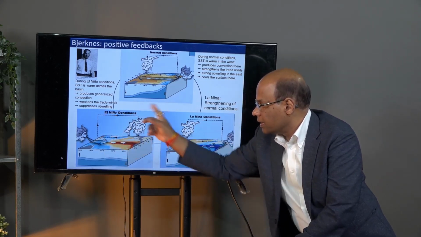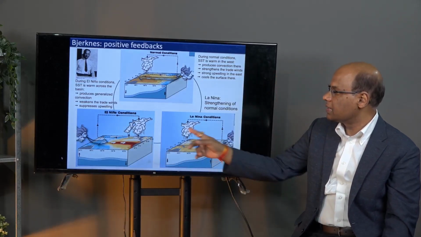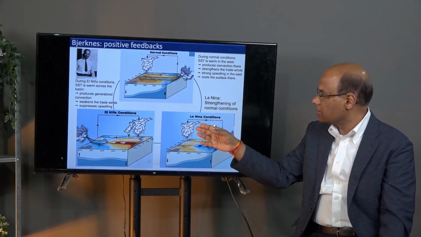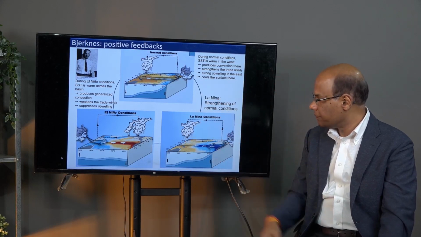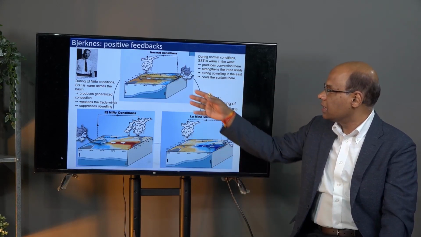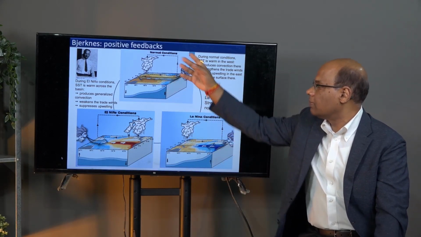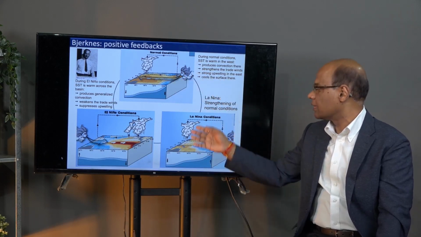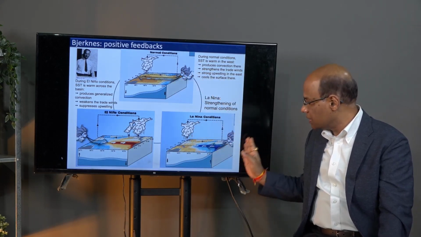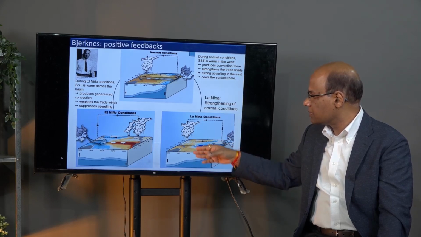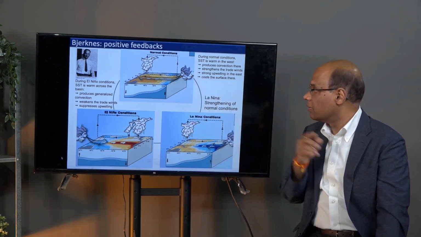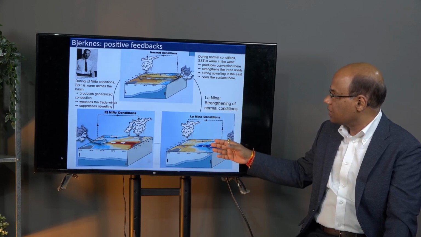And that completes the cycle of how the SST gradient, the surface wind, and the Walker circulation will maintain the El Nino conditions. La Nina is a stronger version of the normal condition, when the winds are stronger from the east to west. The eastern side is very cold and the western side is very warm. So this is a stronger situation compared to normal conditions. So that's what La Nina is.